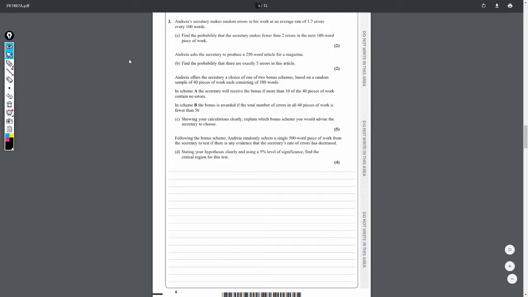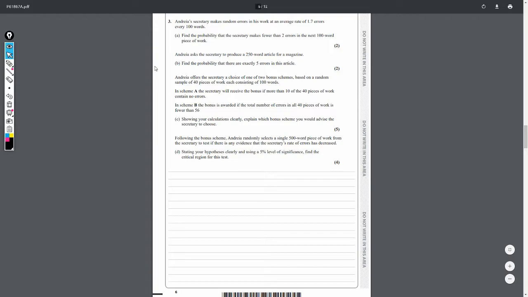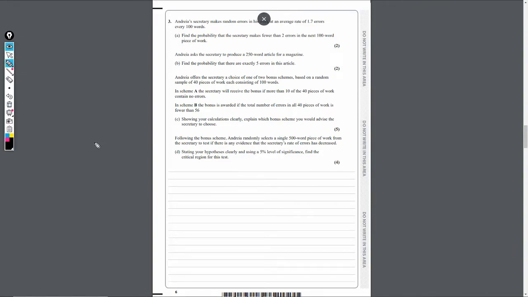Moving on to question 3 now, we have a question here that's looking at the Poisson distribution. There are a few different parts to this, which involve looking at probabilities, then adjusting the average rate, a little bit involving binomial and Poisson, and then finally doing a hypothesis test. So let's start with part A, which is a nice easy introduction for this question.